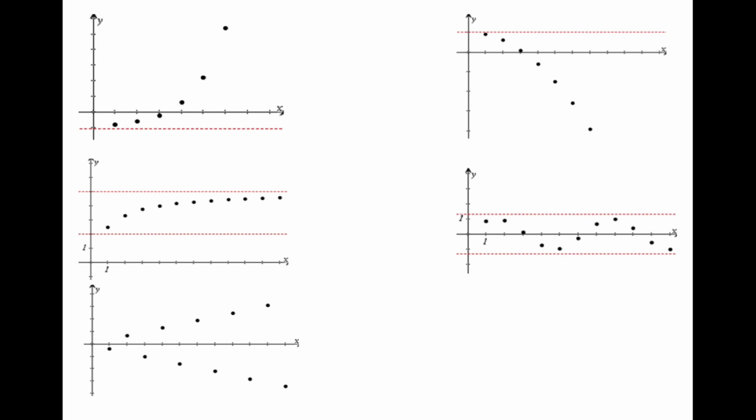All right, so let's look at some of these scenarios. For each of these graphs, I want to determine if it's an increasing or decreasing sequence, if it's monotonic or not, and if it's bounded above or below. So in this first sequence, you'll see that we are increasing because each previous term is smaller than the next term, and it's monotonic because it's strictly increasing. It doesn't go up and then down and then up and then down. And it's bounded below.